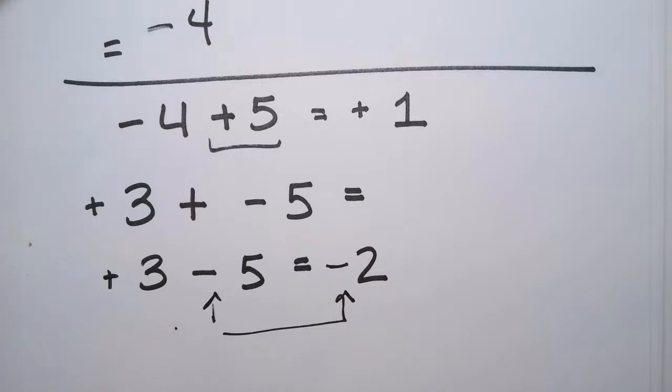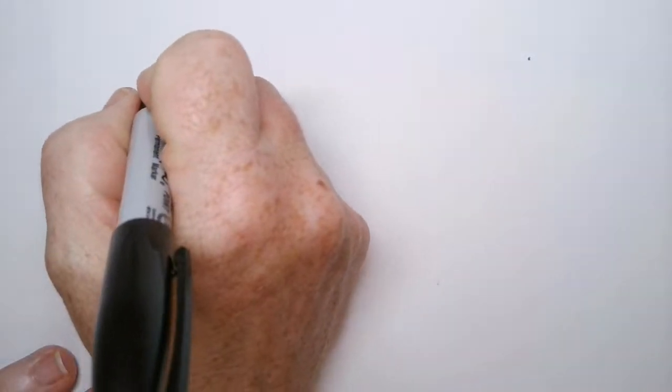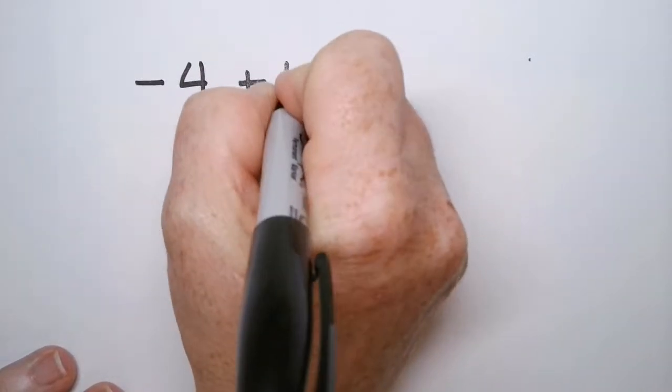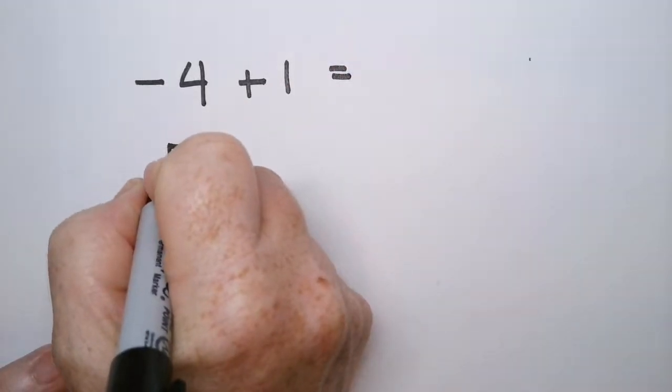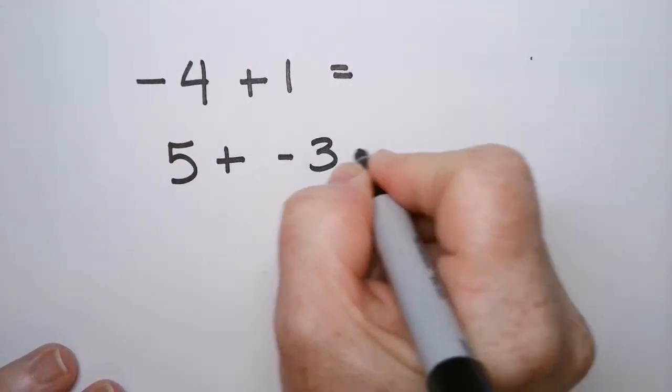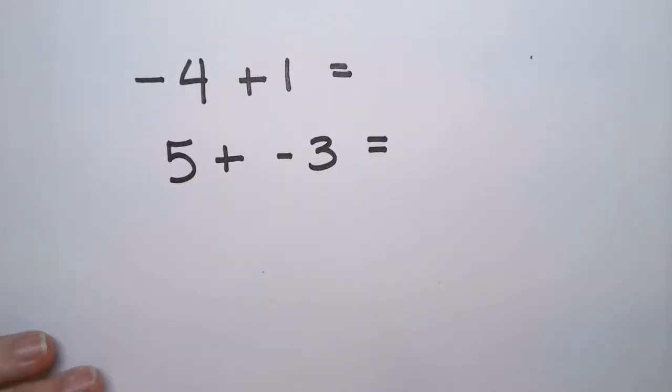Okay, ready to try it on your own without the training wheels? Okay, so let's go ahead and try it. I'm going to give you a minus 4 plus 1 and a 5 plus a minus 3. Go for it. Oh, did I just give you that one? Almost.